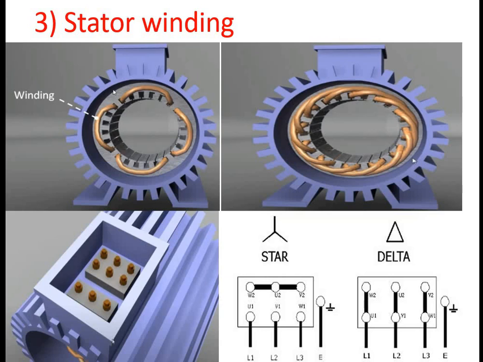And that's all about the stator winding. One more thing: the purpose of having the stator winding is only to produce rotating magnetic flux. In a three-phase induction motor, the purpose of the stator winding is to produce only the rotating magnetic flux. So we can call such a stator winding the field winding.